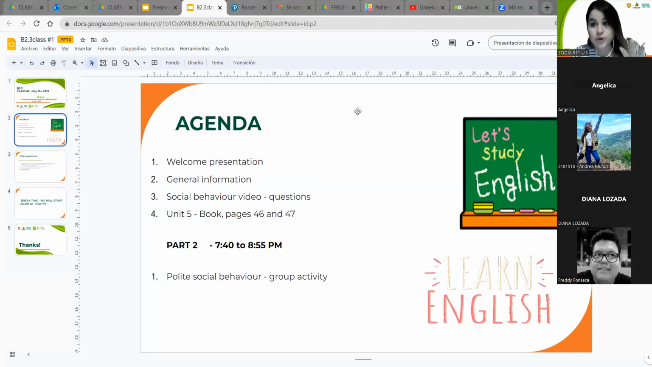After we finish with that video, we are going to start unit 5 from our book. We're going to be working on pages 46 and 47. And we're going to finish with a group activity about polite social behavior. You are going to have a country, but it's not a real country. So you are going to invent and talk about your own polite social behavior. It's going to be very interesting, and you're going to be working in groups for this activity.